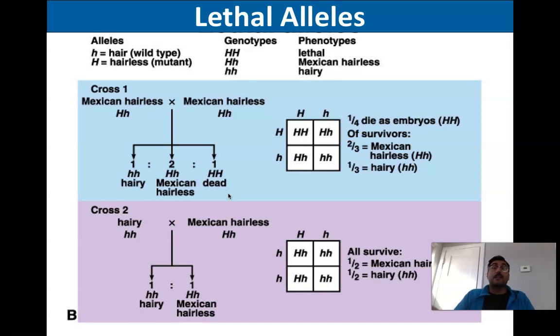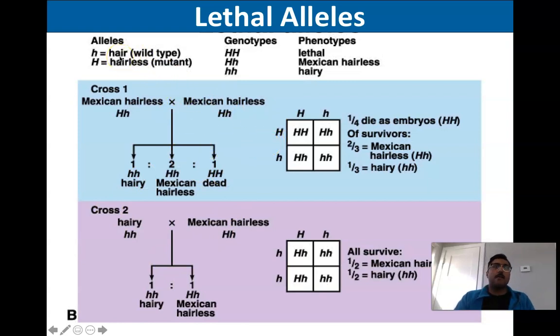And that happens. It's called a lethal allele. If you show that allelic genotype, the organism will die, or it's not going to survive past a certain length of time due to the mutation or the phenotypic portrayal of that allele. So here's an example.